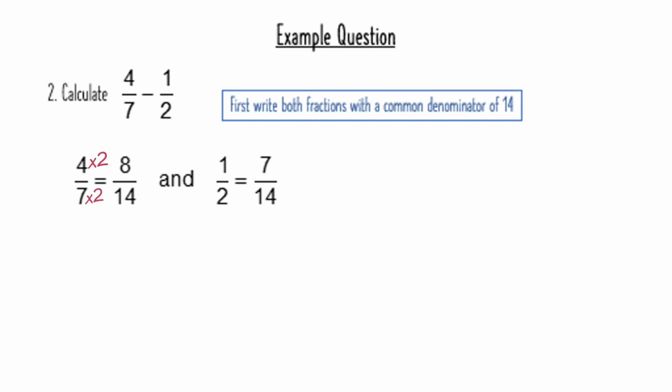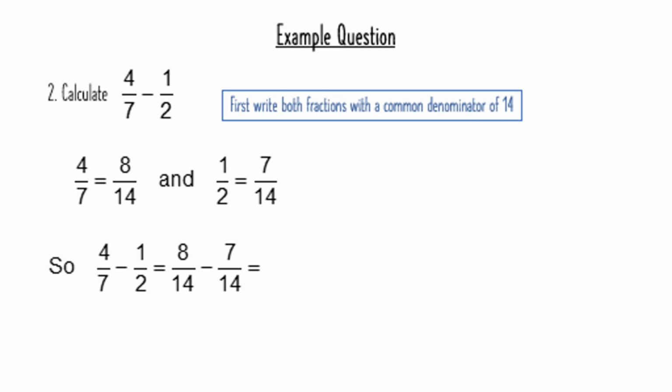Let's take a look at the second fraction. To get from 2 to 14, we had to multiply by 7. Whatever we do at the bottom, we have to do at the top as well. So that means we have to multiply the 1 by 7 as well. 1 times 7 is equal to 7. So now we have 8 over 14 minus 7 over 14.